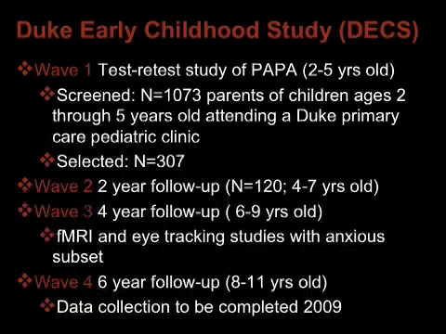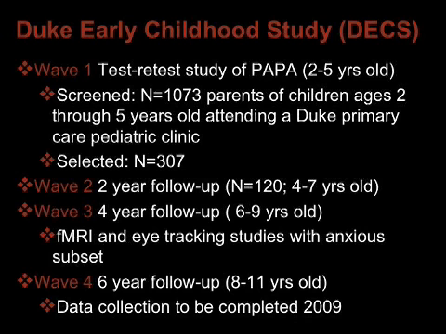Today I'm going to talk about a study that we've been doing at Duke for the last 8 years. This is a study of psychiatric disorders in preschool kids. I'm not going to go into the details of the study, but just to say that we screened in a pediatric primary care clinic 1,200 families of preschool kids and then identified 307 children and their families, and now we've been following them for 6 years. We are currently in the process of doing an 8-year follow-up of that sample.